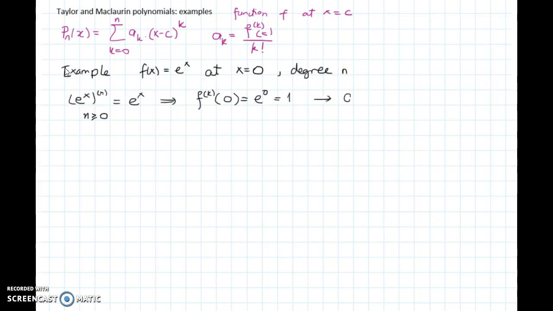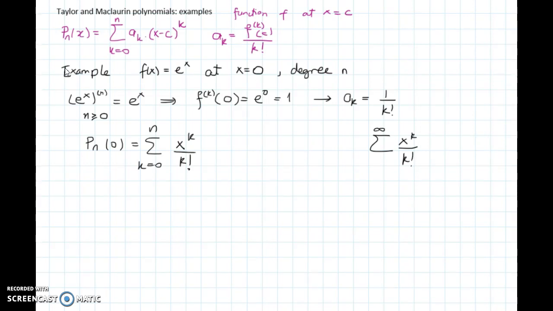So that means that the ak, the coefficients we're trying to find, they're just 1 over k factorial, which means that in this case, our polynomial is going to be summing from 0 to n, x to the power of k over k factorial. Notice that the series associated to this function is exactly the same, x to the power of k over k factorial, just as a series, infinite. Because that's how we actually define the Taylor series.